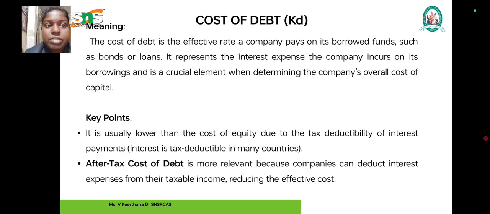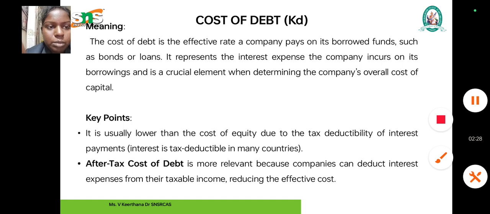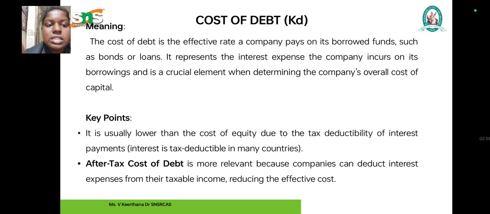The cost of debt is the effective rate a company pays on its borrowed funds such as bonds or loans. It represents the interest expense the company incurs on its borrowings and is a crucial element when determining the company's overall cost of capital. It is usually lower than the cost of equity due to the tax deductibility of interest payments. Interest is tax deductible in many countries. After tax cost of debt is more relevant because companies can deduct interest expenses from their taxable income, reducing the effective cost. Cost of debt is denoted as KD.